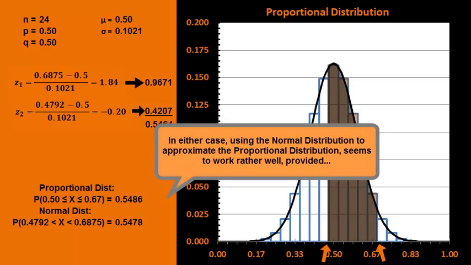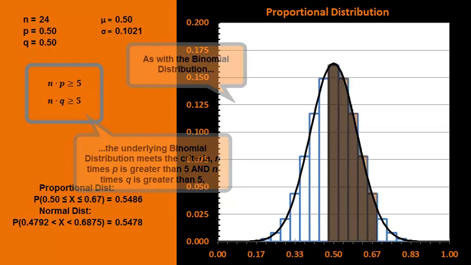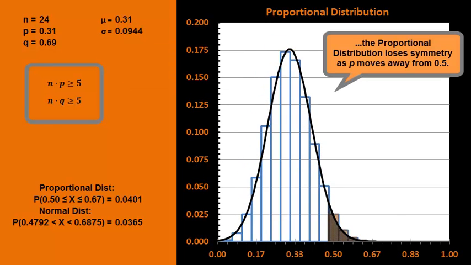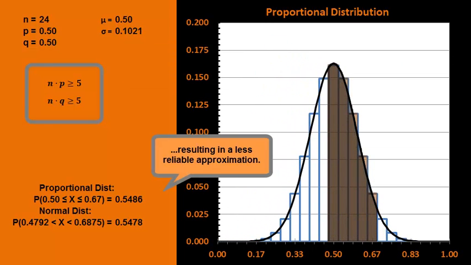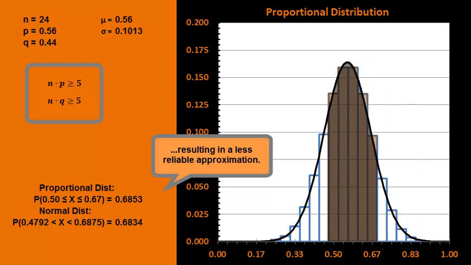In either case, using the normal distribution to approximate the proportional distribution seems to work rather well, provided the underlying binomial distribution meets the criteria n times p is greater than 5 and n times q is greater than 5. As with the binomial distribution, the proportional distribution loses symmetry as p moves away from 0.5, resulting in a less reliable approximation.